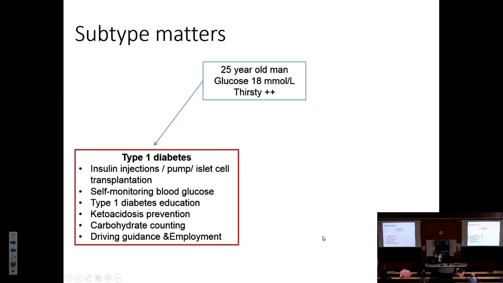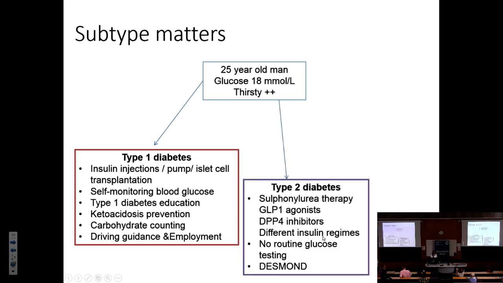That's very different to what's going to happen if he has type 2 diabetes. I don't need to go into the different drugs, but most of the starting drugs for type 2 diabetes are tablets. He wouldn't get a glucometer to measure his glucoses because that's not part of national guidance. And if he lives in an area that has access to type 2 diabetes specific education programs like Desmond, he might have access to it, but the uptake and dissemination of that program is not great.